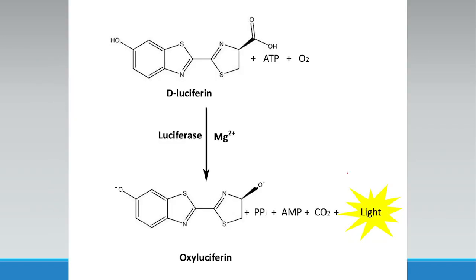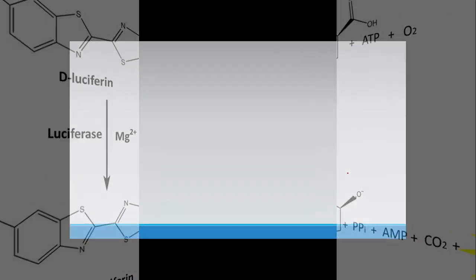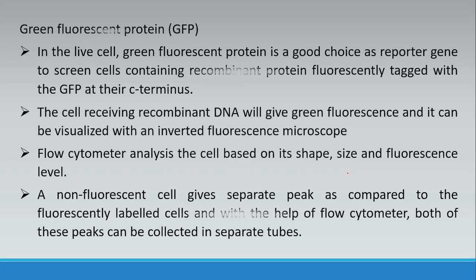So this is schematically illustrated. The reaction is illustrated over here. Luciferin in the presence of ATP and Mg2+ gives you oxyluciferin, which gives you a light emission. So this can be screened or measured. This is the first reporter gene assay we have talked about.